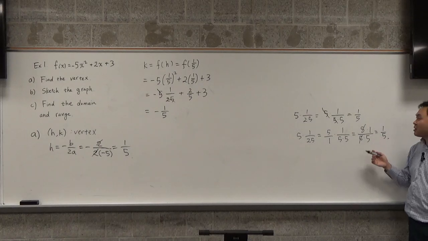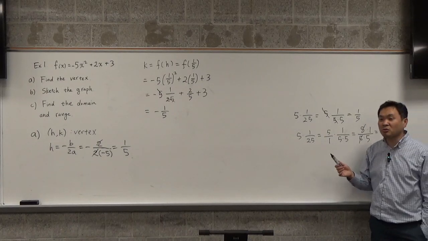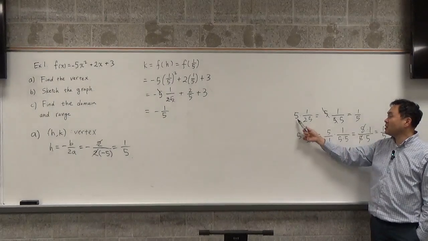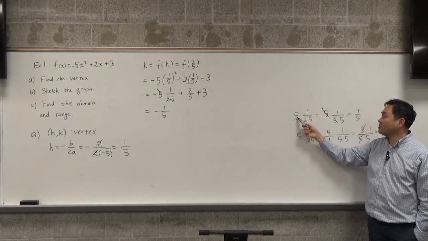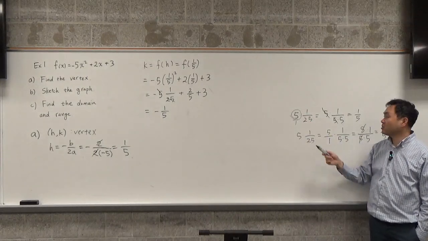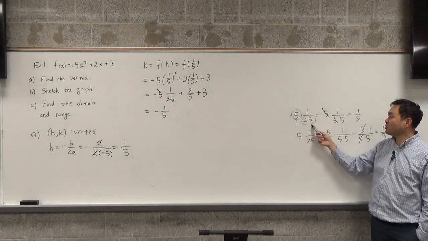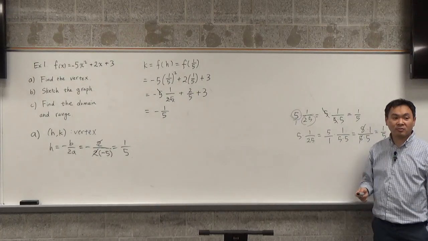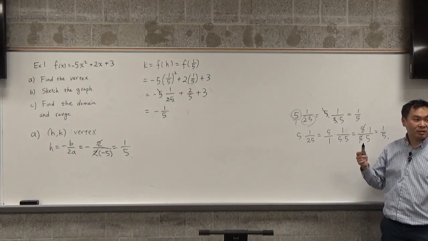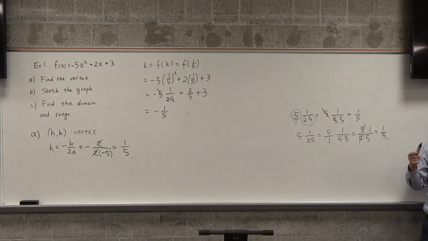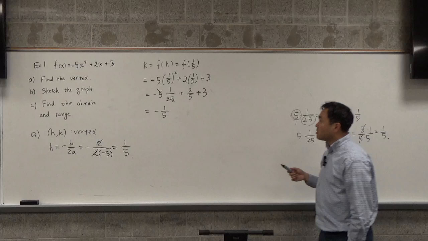But that's too much. What I want you to be able to do is to see that if a number is by itself, it's really over 1. So this belongs upstairs, and this number is downstairs. If you have an upstairs and downstairs, they cancel each other. Is it okay? All right, so that's 1/5.